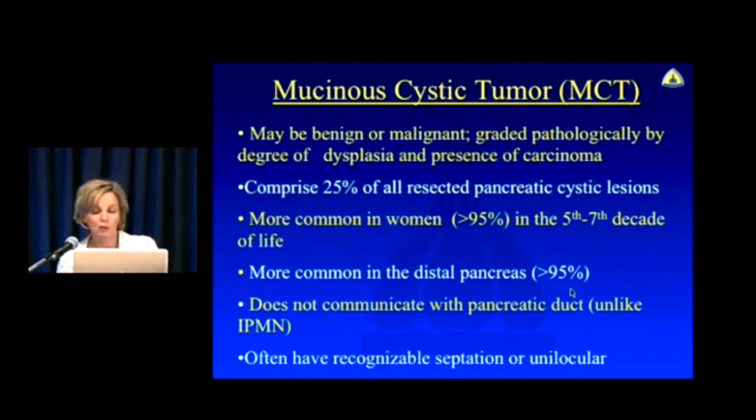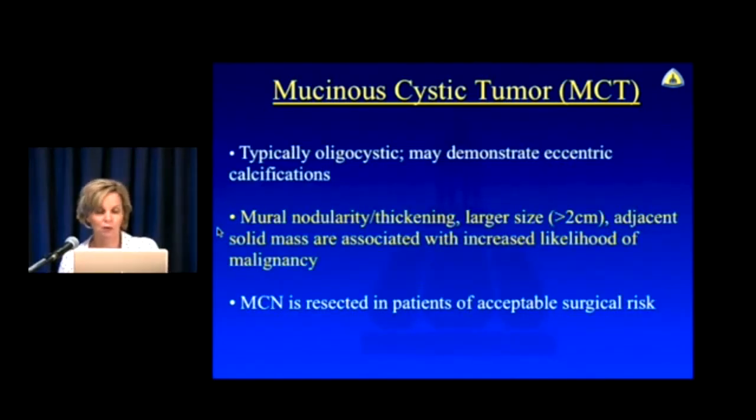It does not communicate with the pancreatic duct, so that helps you differentiate between a mucinous cystic neoplasm and an IPMN. And they often have recognizable septations. Okay, typically they're oligocystic, so that's different than your serous tumors, and eccentric calcifications, and that again is different from your serous tumors. And then you're going to be looking very carefully. Mural nodularity, thickening, larger sizes of these tumors are more worrisome, increase the likelihood of malignancy.